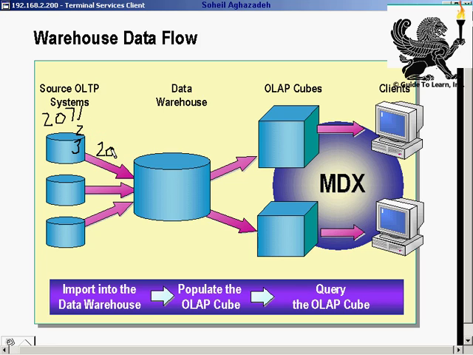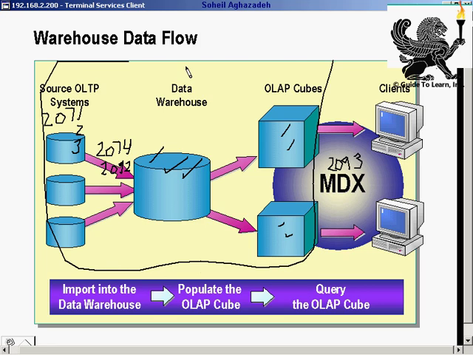Course 2074 and course 2092, these two courses teach you how to create the data warehouse, how to create the cube, and how to populate the data in there. Course 2093 basically teaches you how to work with MDX. So that's the flow that it goes. So we already assume that you already know how to create the cube, how to populate the data, and how to have the data warehouse. This course only focuses on MDX.